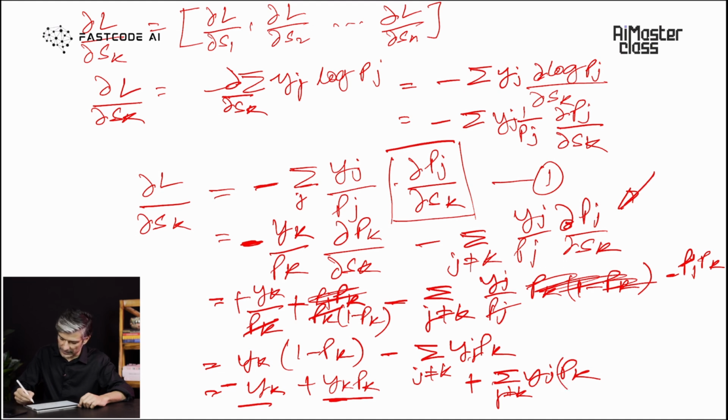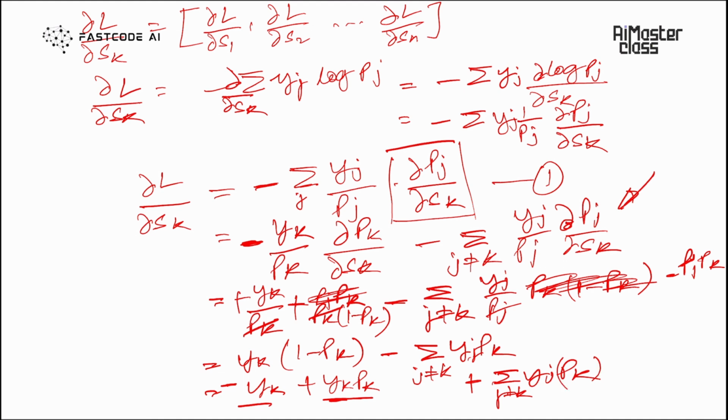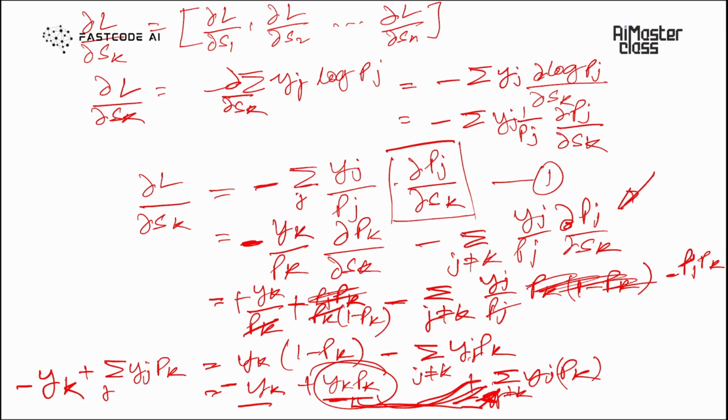Now let's take this p_k common and bring this inside the sum. So what do we get? We get minus y_k, and now we are bringing this term inside the sum, and when we bring it in, the j not equal to k condition goes, so now j is over everything. Then we get the sum over y_j p_k, a sum over y_j and p_k.